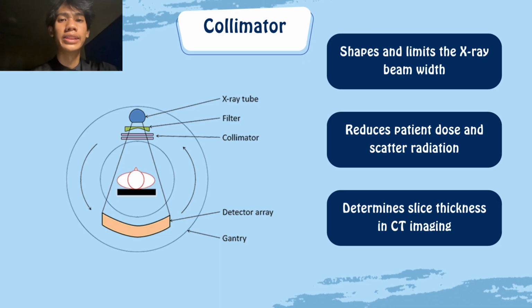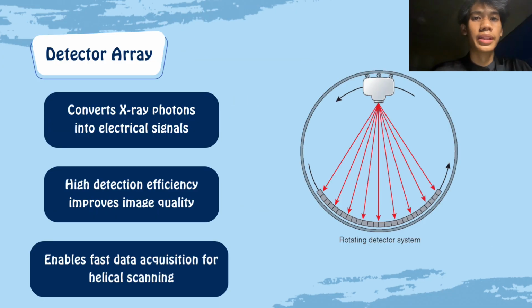The next most important component, I would say, is the detector array, as it helps convert the X-ray photons into electrical signals. The detector also rotates around the patient just like the X-ray tube. The detector must have a high detection efficiency, allowing an improvement in image quality.